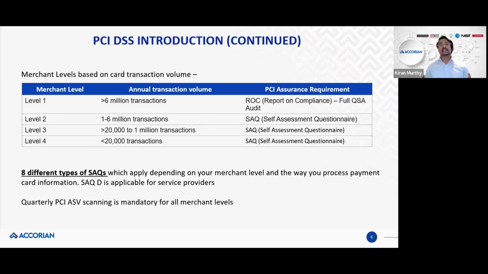Considering these factors, quarterly PCI ASV scanning is mandatory for all merchant levels. Also, quarterly scanning allows merchants to take a proactive approach to their cybersecurity, identifying and patching vulnerabilities before they can be exploited. So these are the four merchant levels.